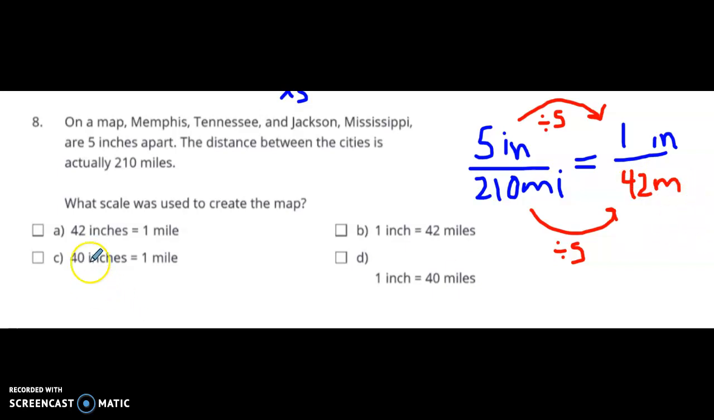for 1 inch. 42 miles for, okay, so they're trying to trick me with answer A, right? 42 inches in 1 mile. I have the correct numbers here, but my labels are backwards, right? It's not 42 inches on my map, it's 1 inch on my map for every 42 miles. So B, 1 inch for every 42 miles.